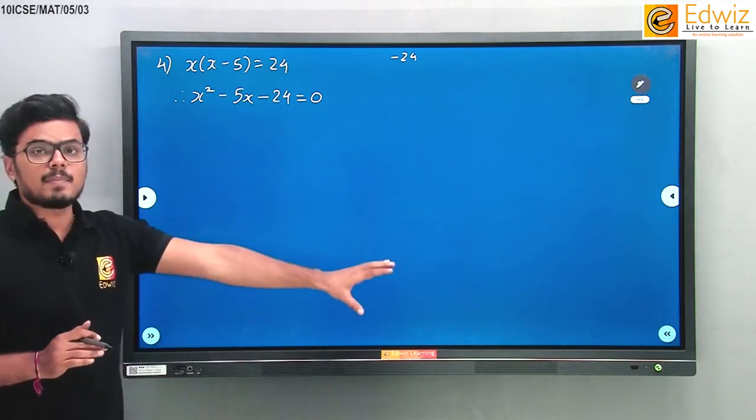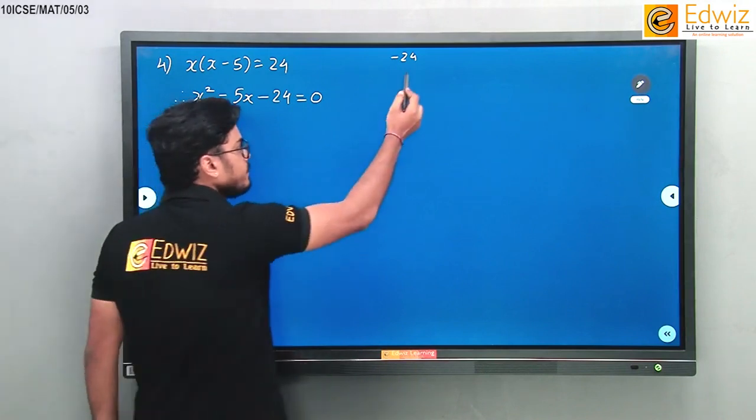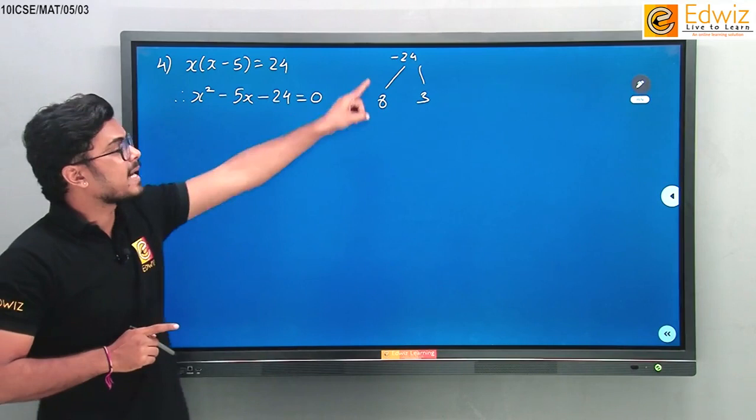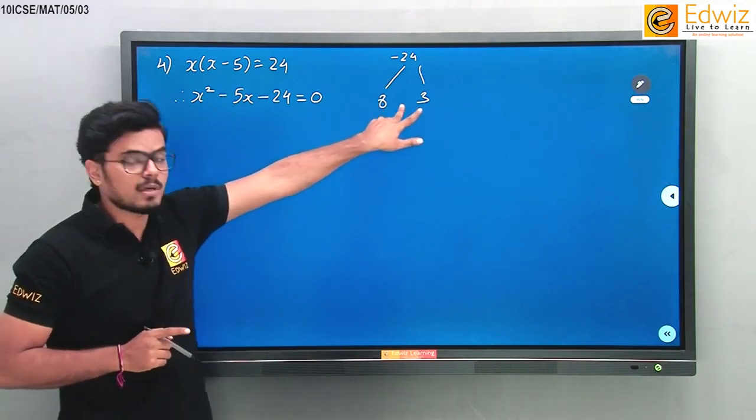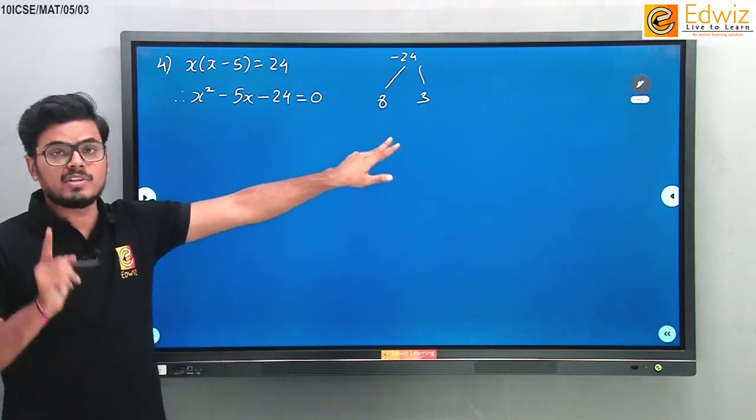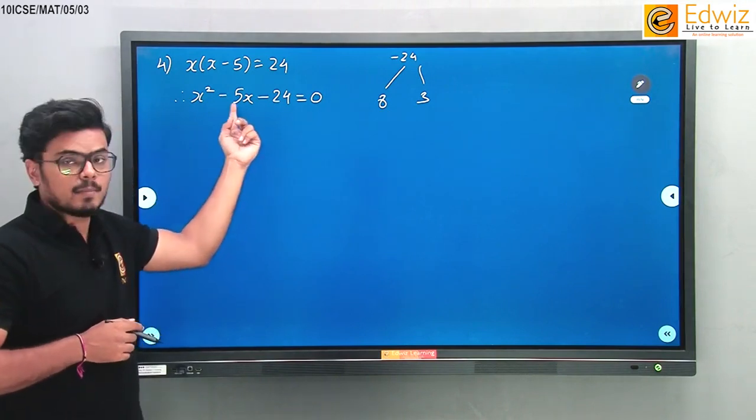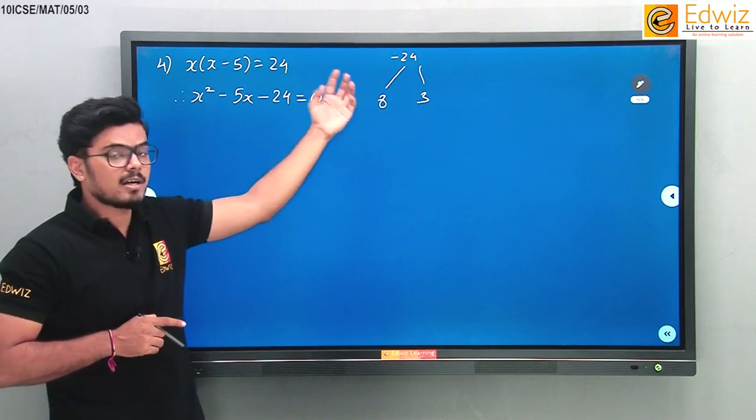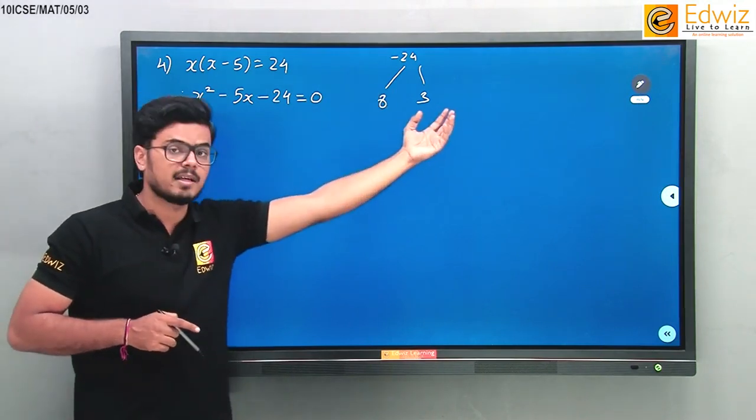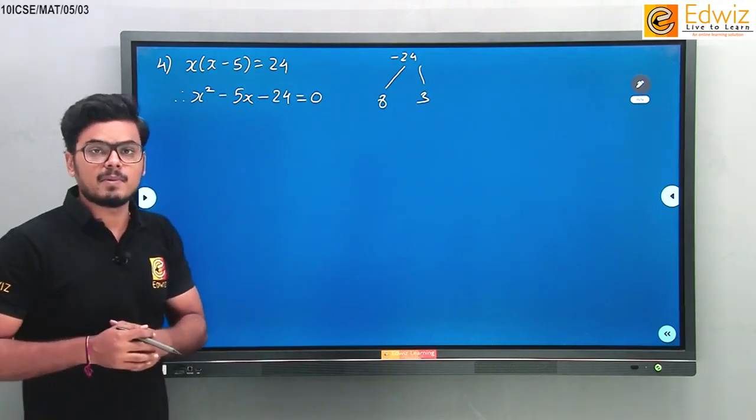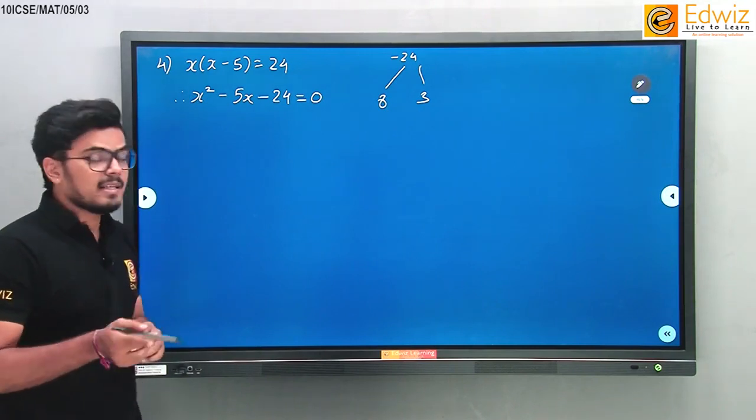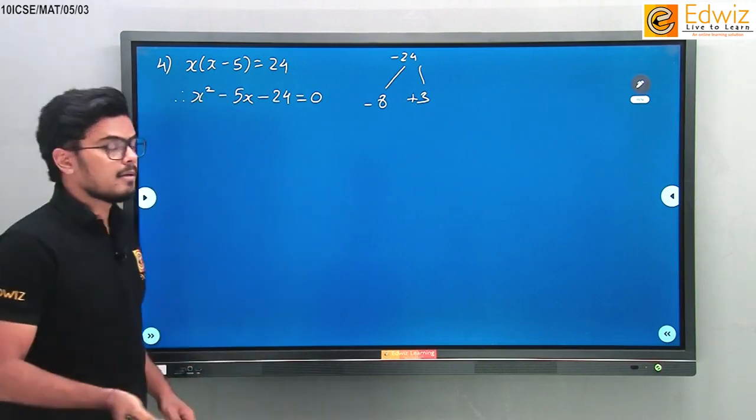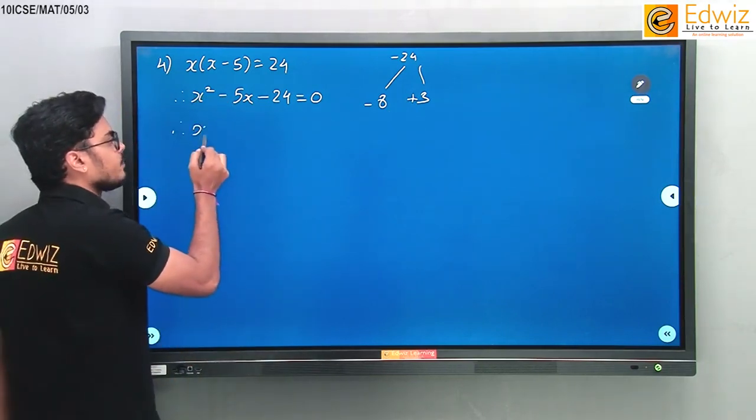So 8 multiplied by 3, as you know, 8 into 3 is 24, but again we need minus 24. So one of these two numbers has to be negative. So which one will be negative? That will be decided by this. We need minus 5. Okay, so if I take 8 as positive and 3 as negative, 8 minus 3 will be positive 5. But we need negative 5, so we will take minus 8 and plus 3. Correct? These are the correct pair of factors.